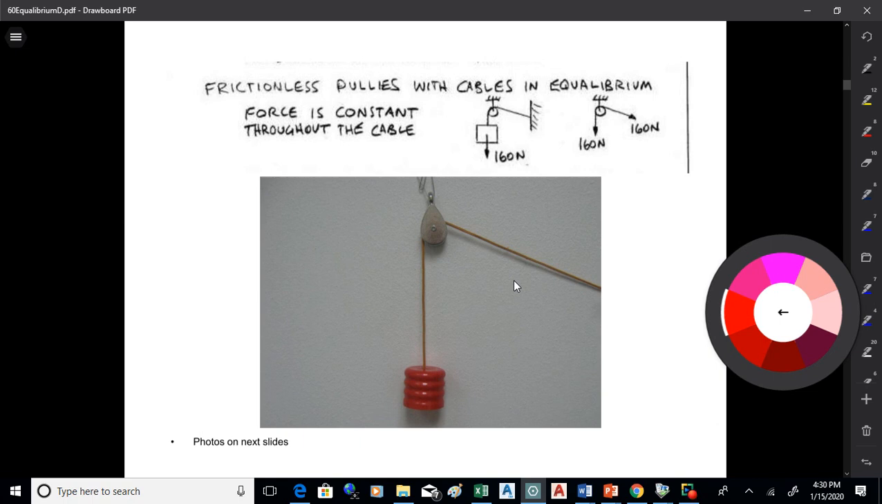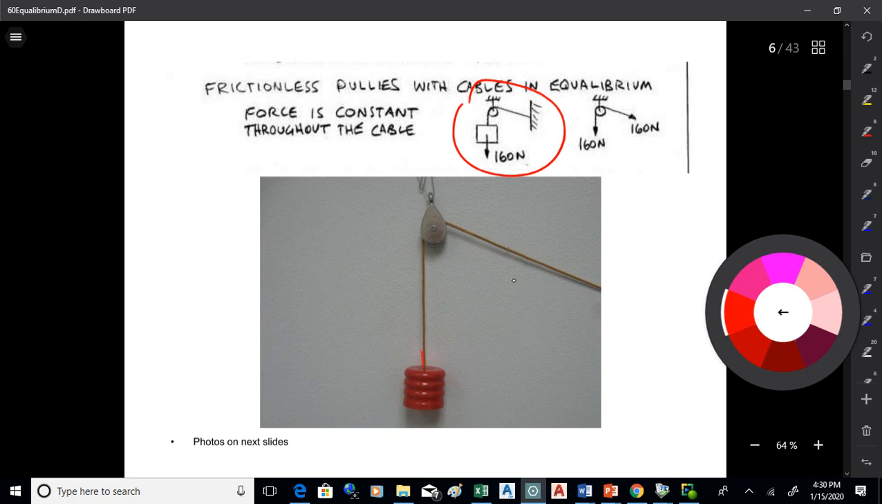So if you've got a pulley and a cable, and you've got a weight, and the pulley is in static equilibrium, the tension everywhere in that cable will be the same. All the pulley does is change the direction. We assume normally that the pulley is frictionless. So there's a little sketch of that.